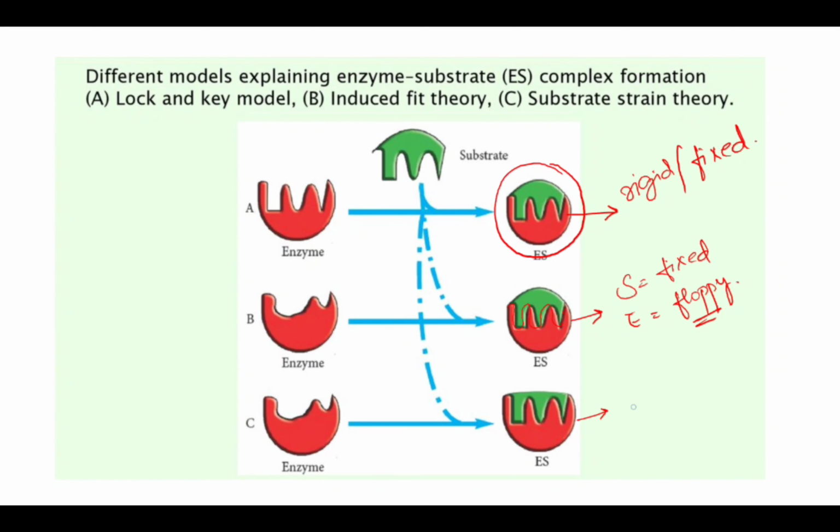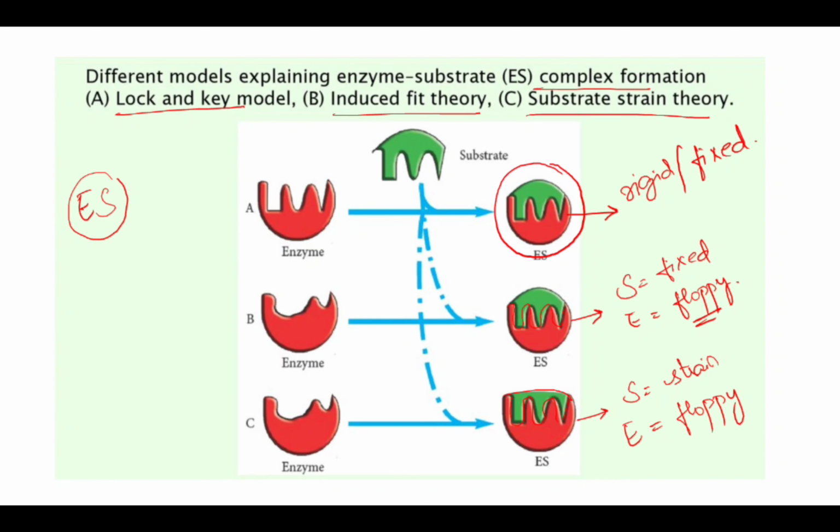Next is the substrate strain theory, where both of them are floppy or flexible, and the substrate will undergo a strain to fit into the active site of the enzyme, and because of that strain the substrate will get converted into a product. So these are the three models which explain enzyme substrate binding, or enzyme substrate complex formation: the lock and key model, the induced fit theory, and the substrate strain theory.